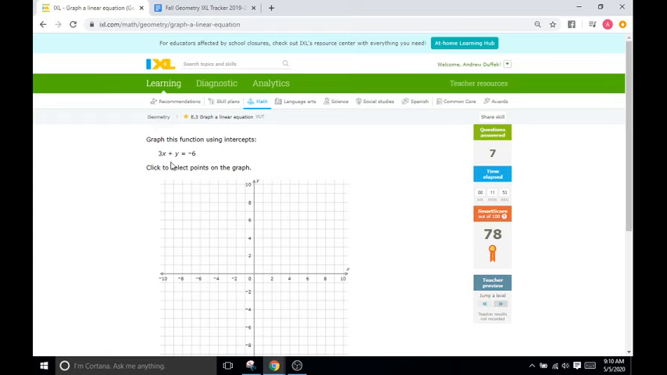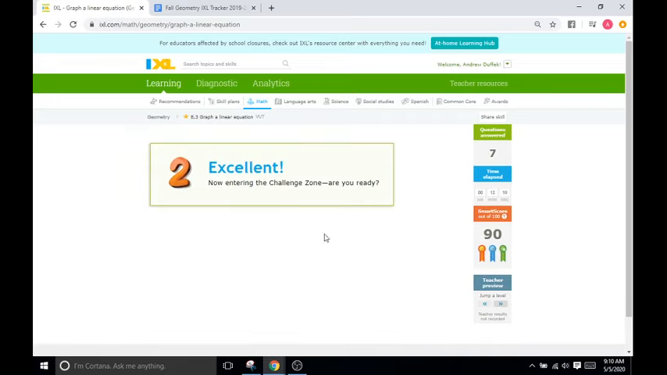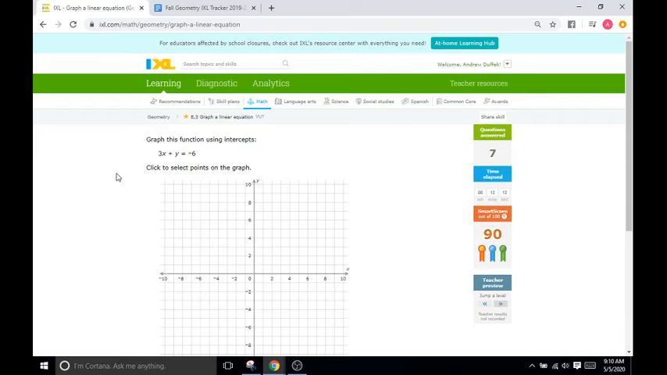Same deal here. You want to put it in the slope-intercept form, so you're just going to subtract the 3x to the other side. So it'll be y equals -3x minus 6. Same deal here. And same deal here. It's like the same problem.